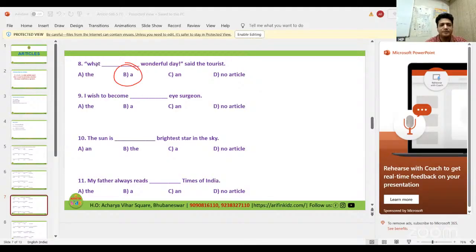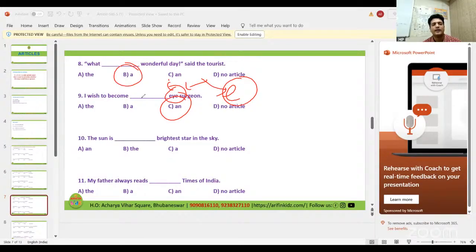I wish to become dash eye surgeon. क्या होगा आंसर? Right? Now, the pronunciation of I starts with I. Pronunciation of I starts with I. Right? Even if the spelling is with E, which is also a vowel, pronunciation actually starts with I. So it is always an. Right? We have also the statement an eye for an eye makes the world blind.